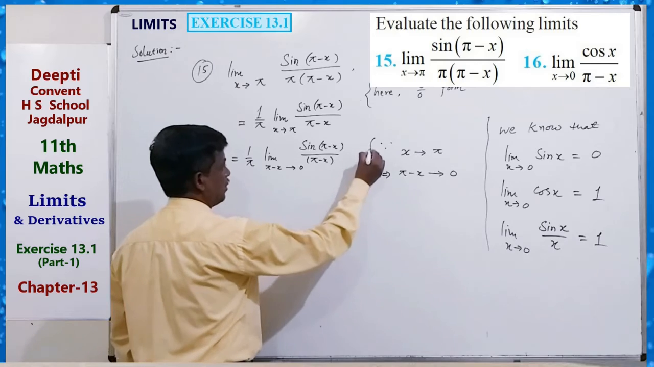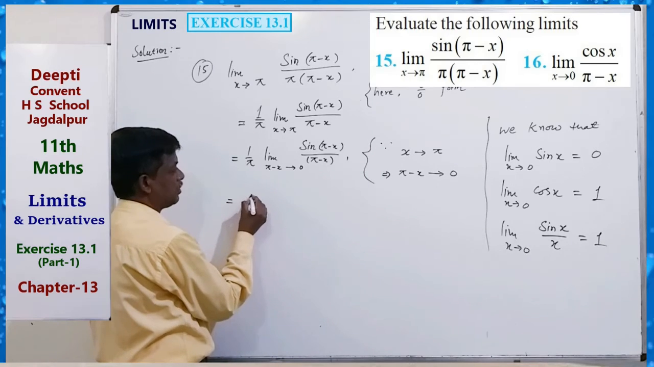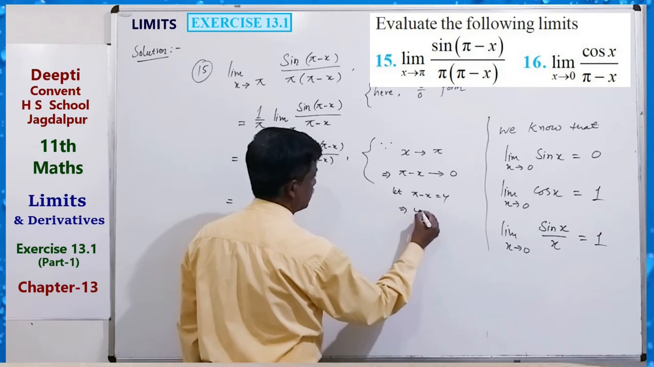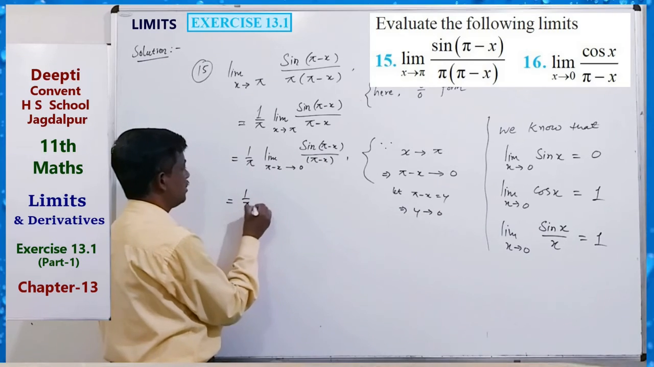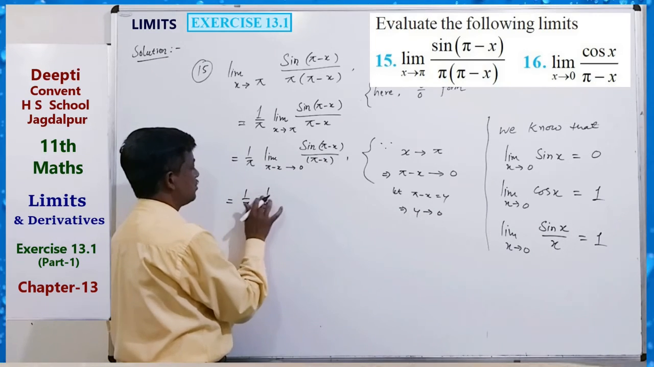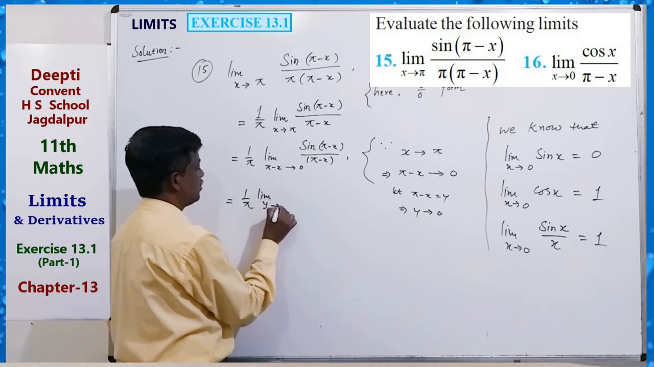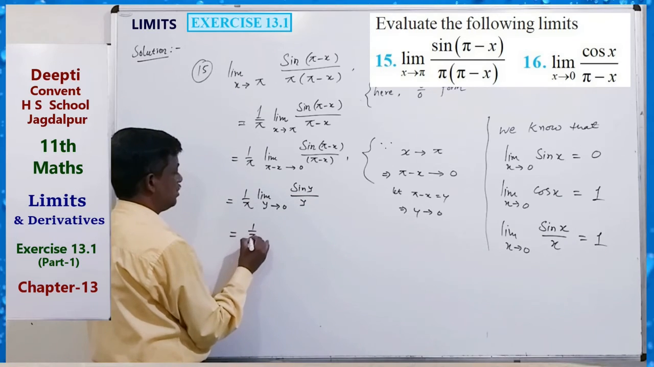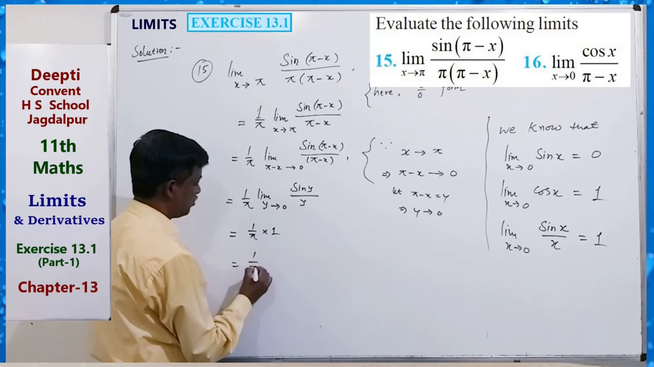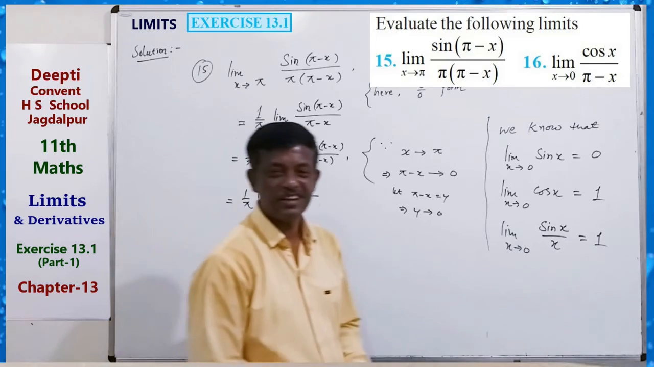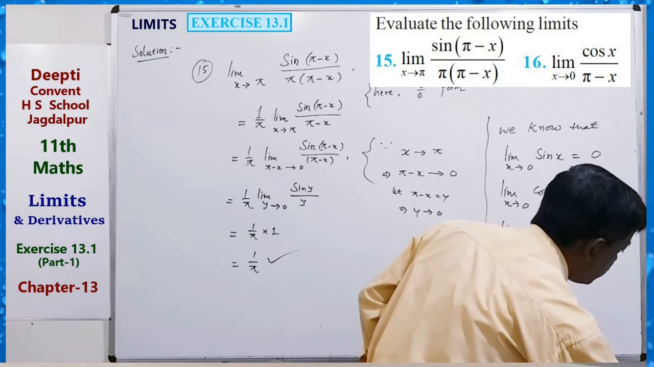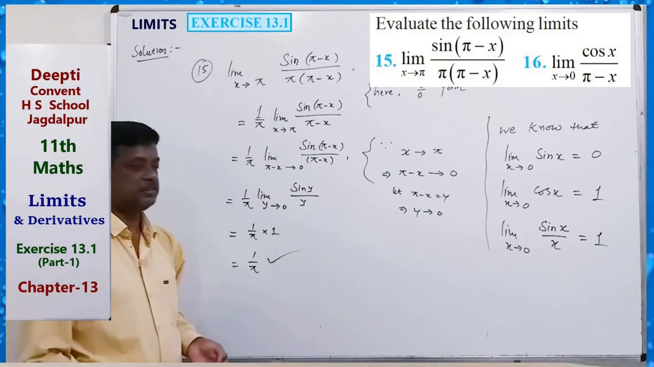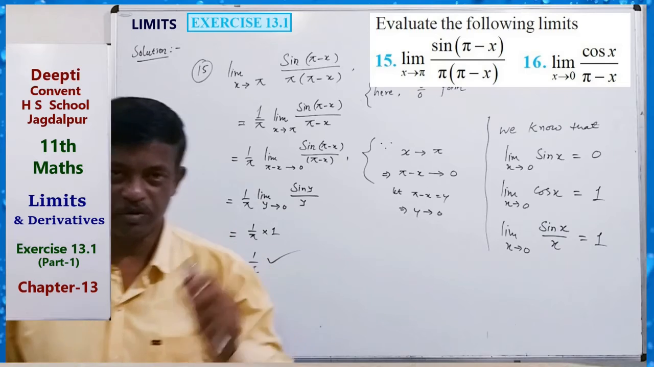Also we can write: let pi minus x equal y, implies y tending to 0. So you can write limit y tending to 0 of sin y upon y, 1 by pi into 1, 1 upon pi. This is the limit. 1 by pi is the limit. So what procedure did we use? The standard limit, and we just adjust it in the form of the standard formula.